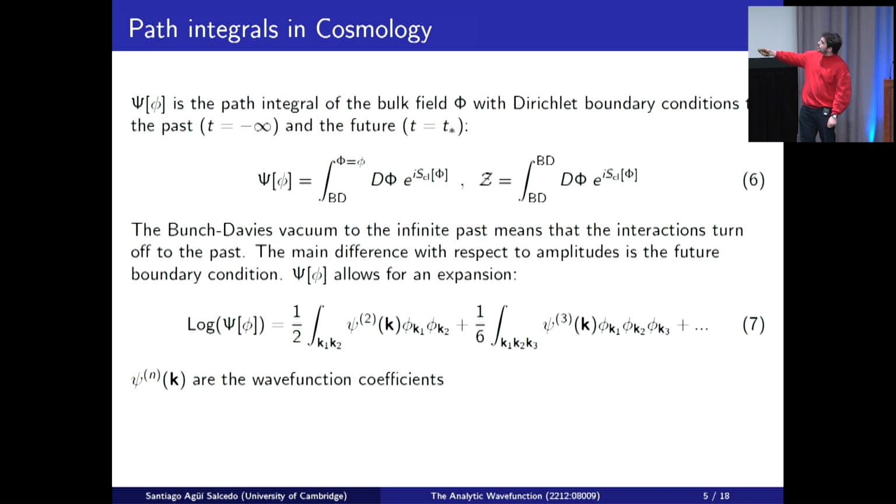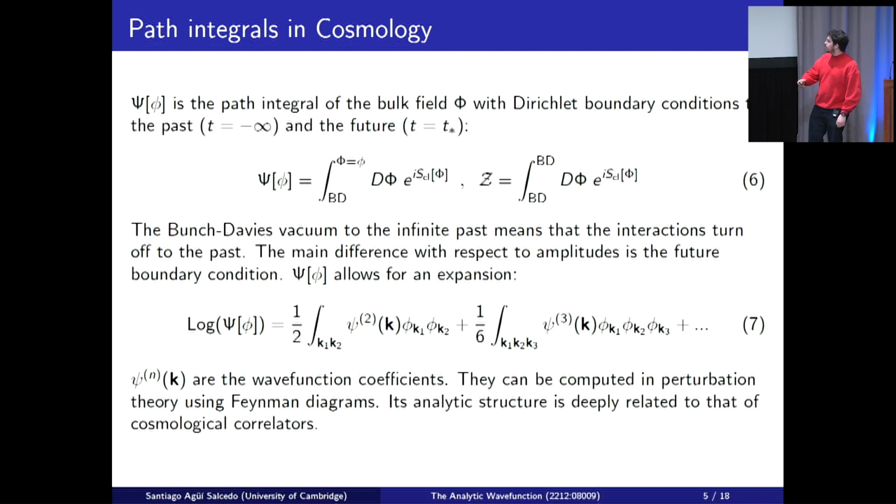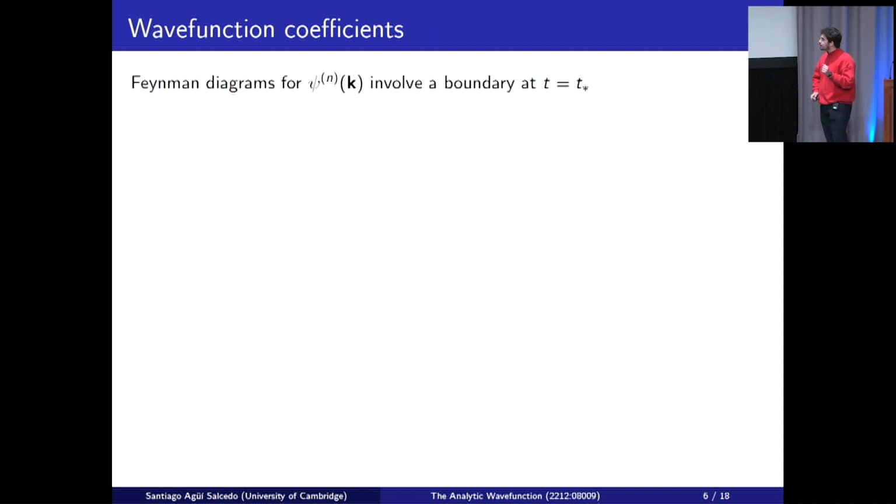We normally can expand this thing because it's just a functional in a variable, so we can expand it, and rather than having just products, we have integrals, but that's that. And these things are called wave function coefficients that can be computed in perturbation theory, which is very familiar to anybody that has done particle physics or has done condensed matter physics. And the analytic structure of these objects is really related to what we see in the sky, these 2-point functions that I mentioned at the very beginning.